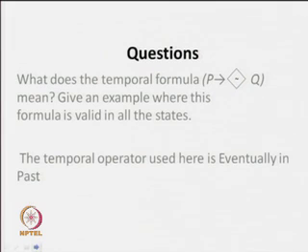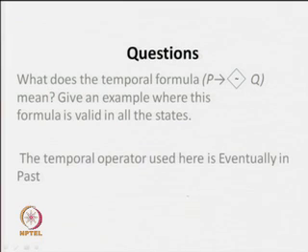Now, I will give you some questions. Let us see what we are going to do. Here it says: what does the temporal formula P implies tilde inside diamond Q mean? Give an example where this formula is valid in all the states. In this question, I am giving a temporal formula P and I am writing a symbol, this is basically diamond, and inside the diamond I am having the tilde and Q.